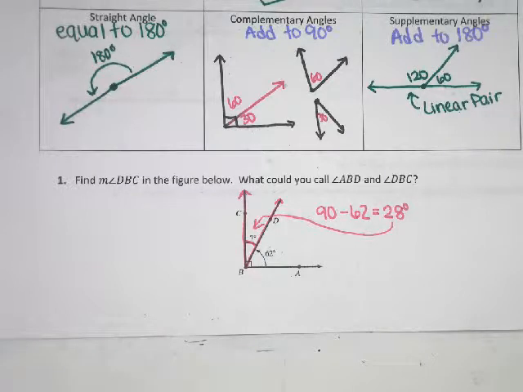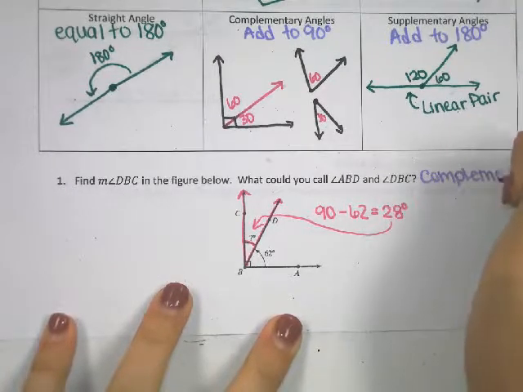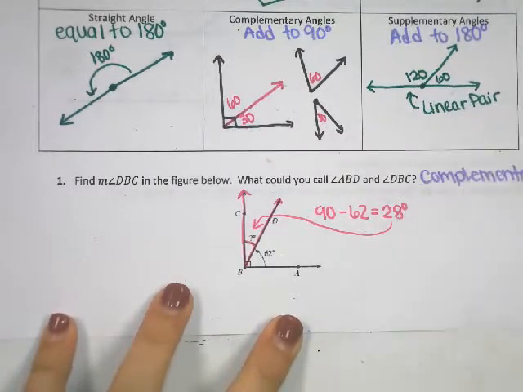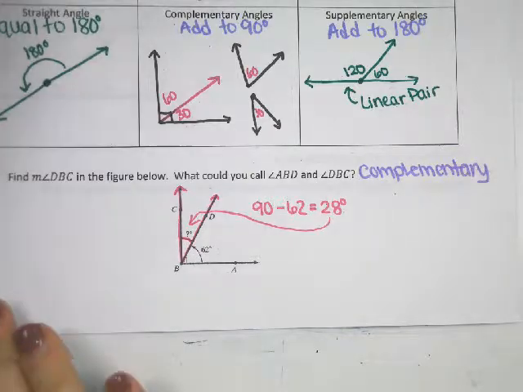Since these two angles are forming a right angle, since they add to 90 degrees, what would we call them? Well, we call them complementary angles. Complementary. All right, I'm going to flip it over and do the question on the back.